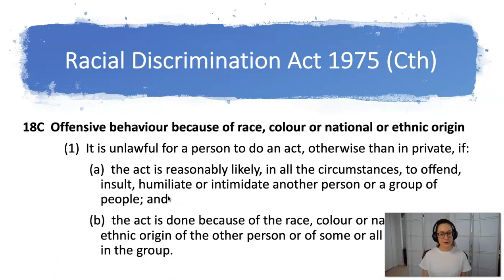Section 18C of the Racial Discrimination Act provides that it is unlawful for a person to do an act otherwise than in private if that act is reasonably likely to offend, insult, humiliate, or intimidate a person or group of people, and that act is done because of the race, colour, or national or ethnic origin of that person or group of people.